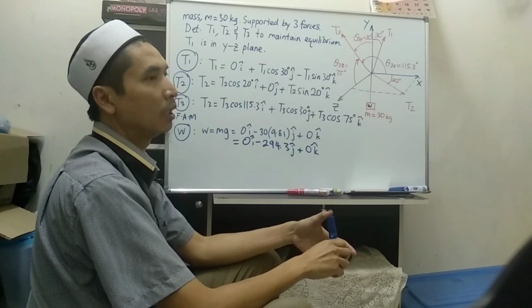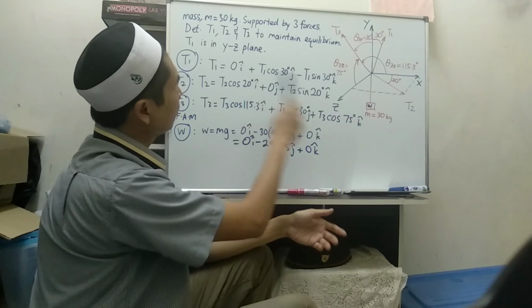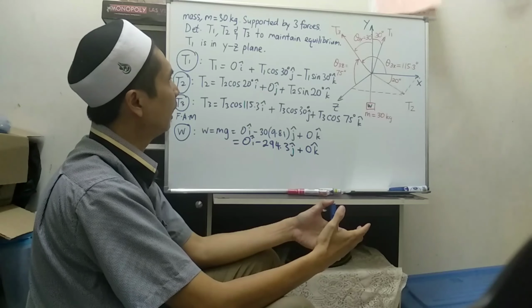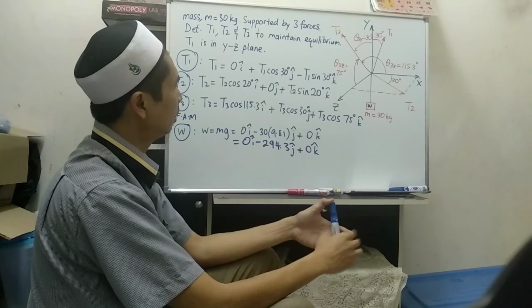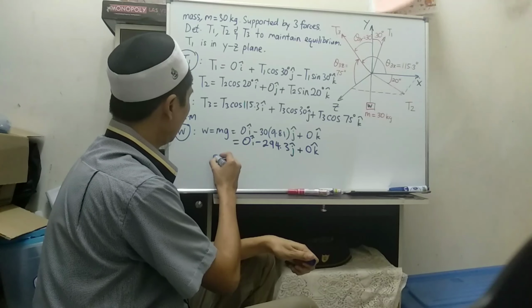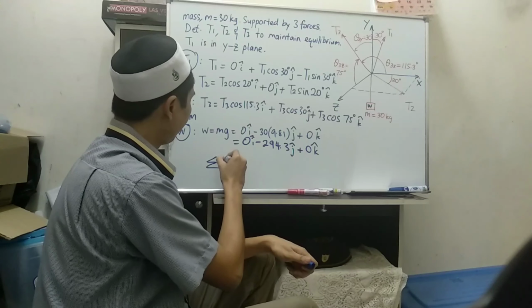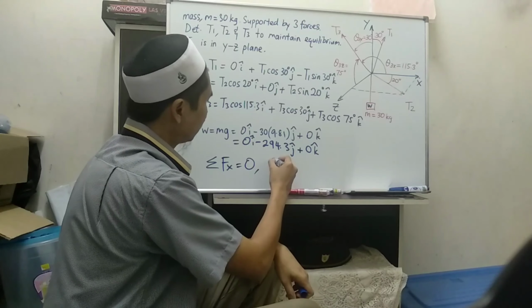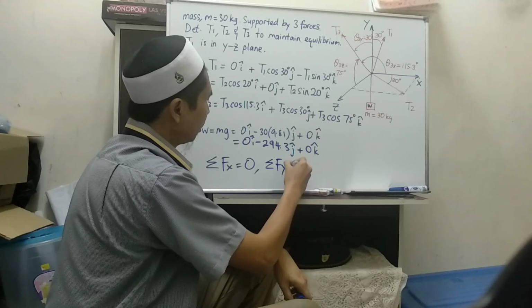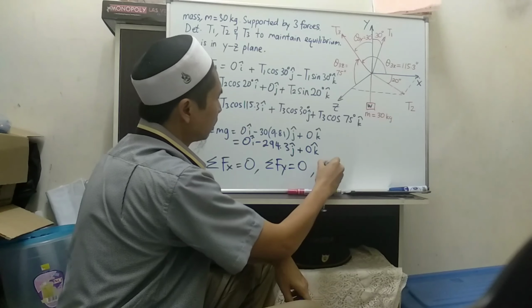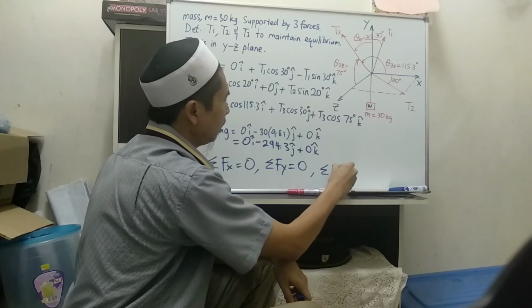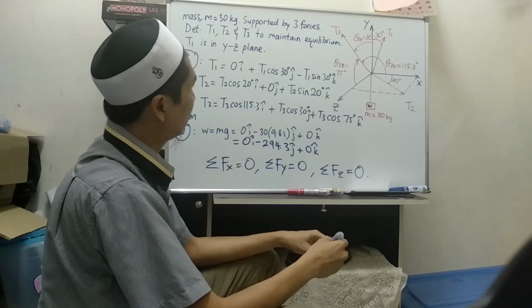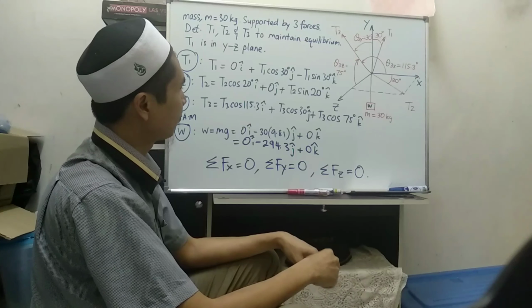From these vector force components, we can create a table, and then use the equilibrium formula: the summation of forces in the x component equals 0, the summation of forces in the y component equals 0, and the summation of forces in the z component equals 0. We will look further into this problem.